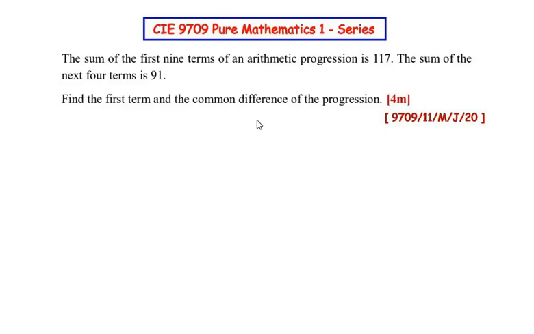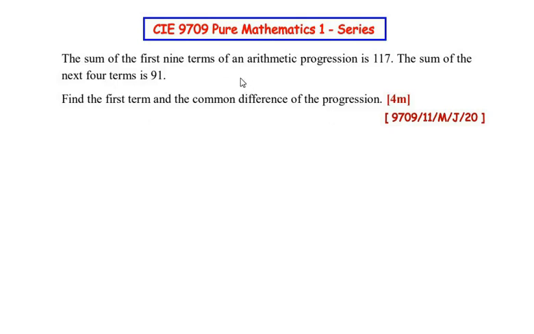In this video we are going to solve a question from the series chapter, which is referred from Cambridge Pure Mathematics 1, May-June 2020 paper. The sum of the first 9 terms of an arithmetic progression is 117. The sum of the next 4 terms is 91. Find the first term and the common difference of the progression.